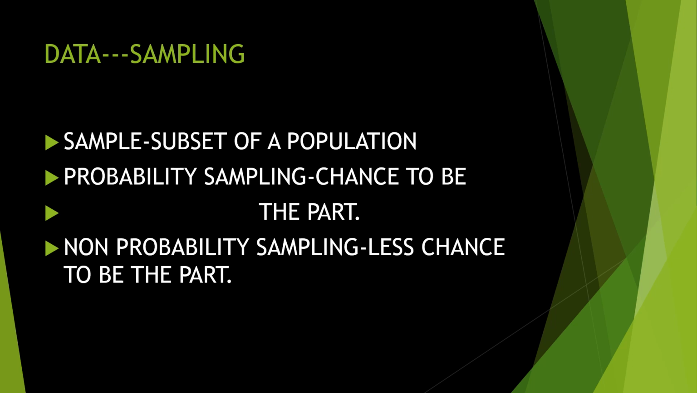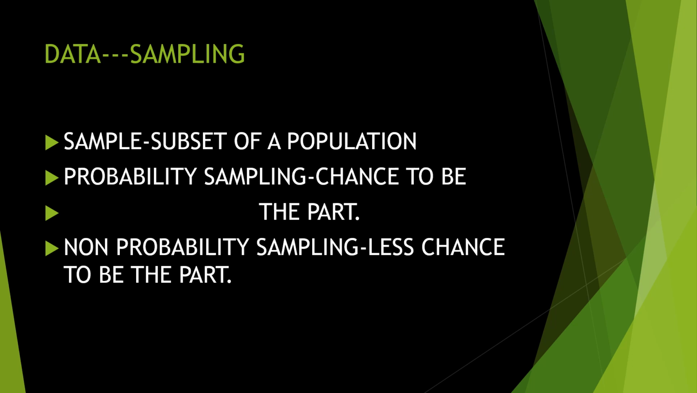Probability sampling. What is meant by probability sampling? Probability means a chance to be part of it. That is what we call probability sampling. Understood? When you select, every item has a chance to come into it. That is called probability sampling. And non-probability sampling is less chance to be part. Less chance to be part means there is a luck factor. In non-probability sampling, luck decides whether you are there or not. That is called non-probability sampling.